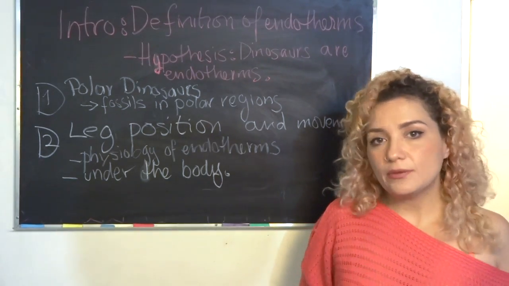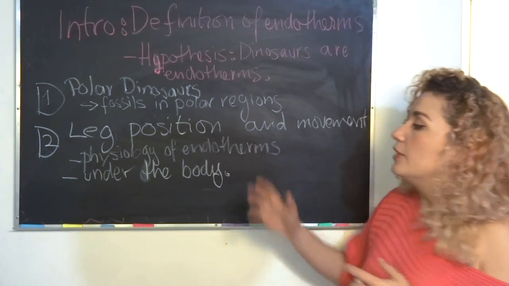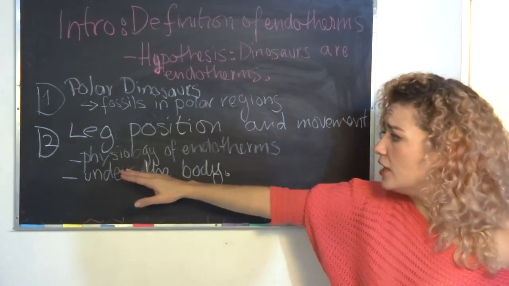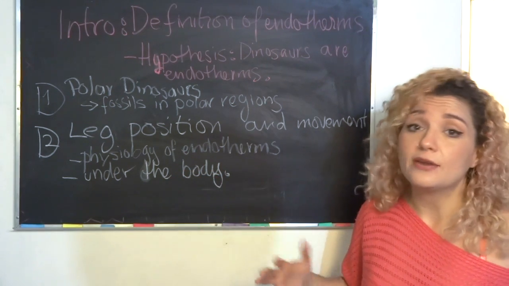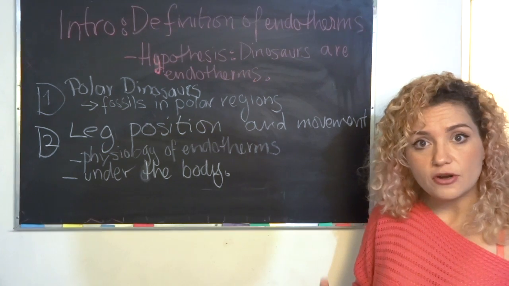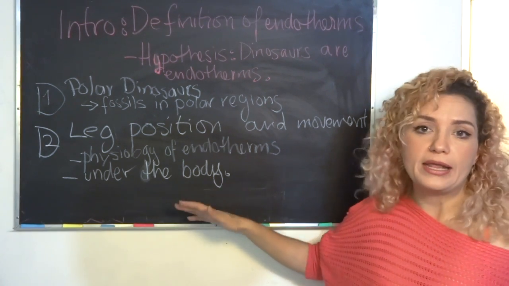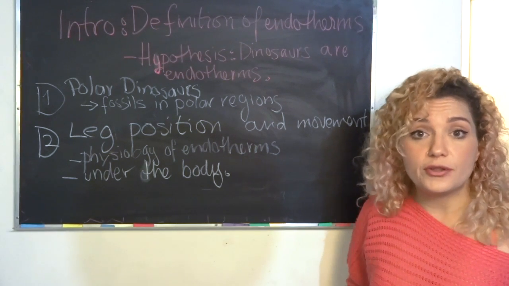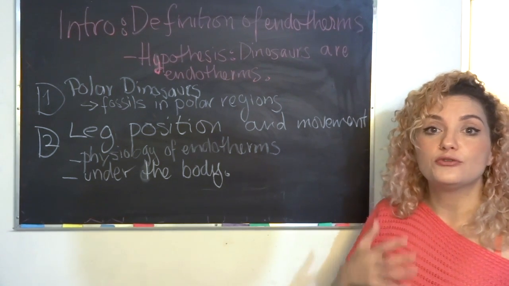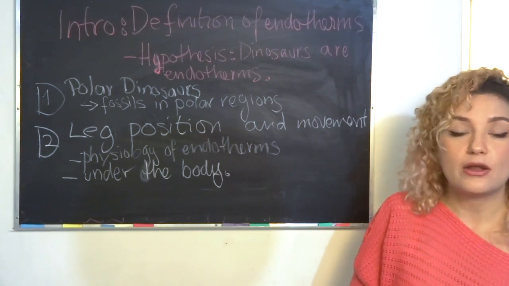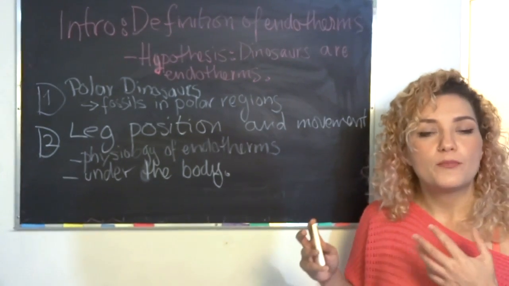Now, what the second paragraph explains is the leg position and movement. Basically what it says is that the physiology of endotherms is pretty much that of a dinosaur. And the legs of a dinosaur are located under the body. This is an essential point because keeping the legs under the body allows the animal to do certain activities such as running. And running is one activity that only endotherms would do.